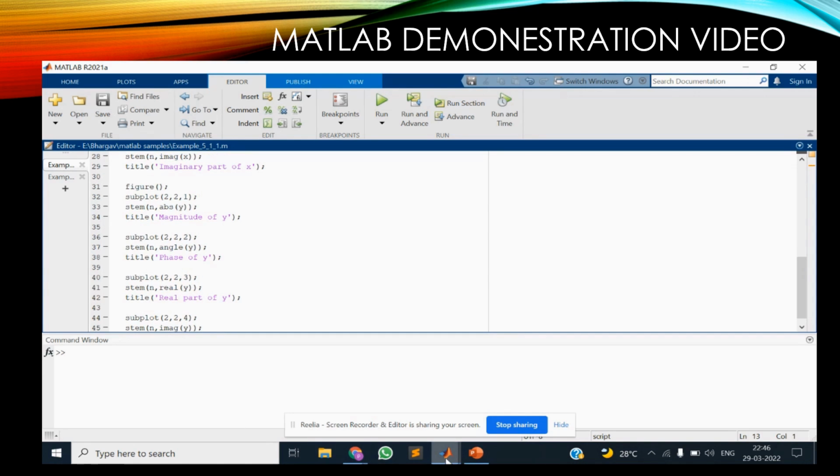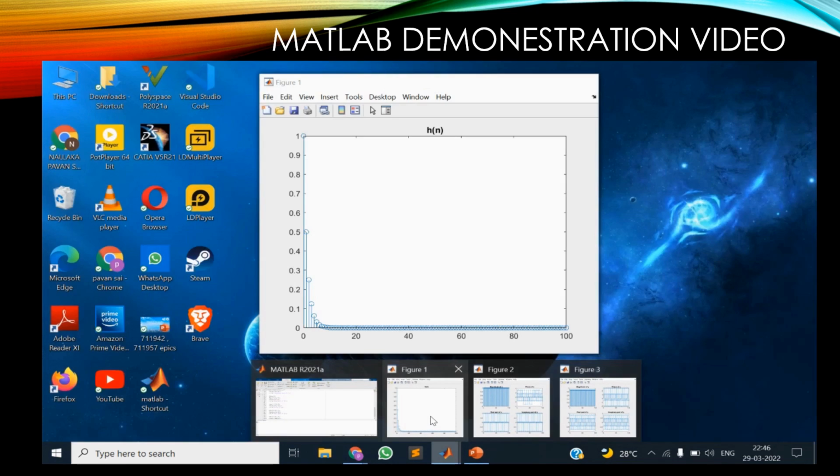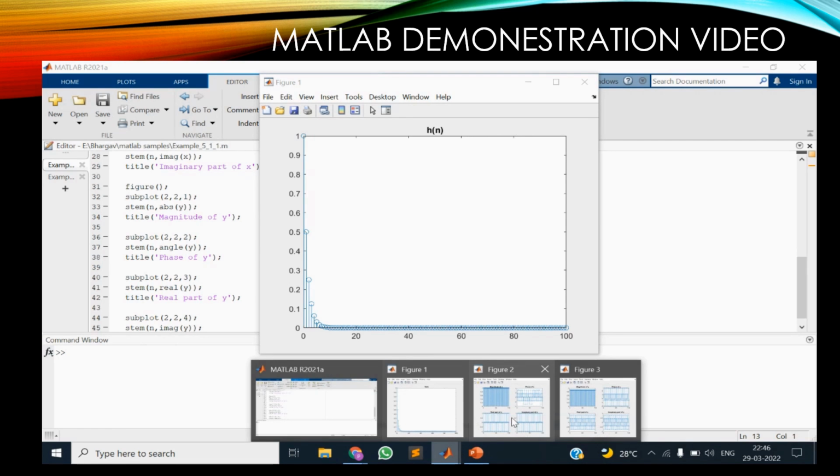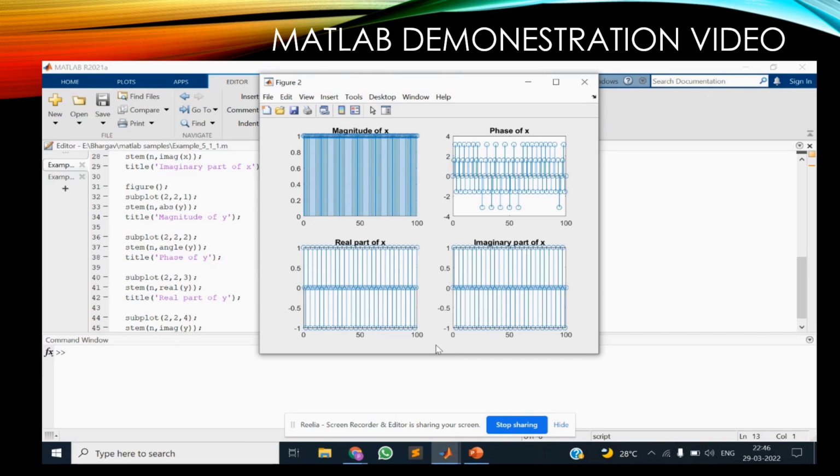Now we can see the output of the program. h of n shows the range of n from 0 to 100, and this shows the h of n plot. Now for x of n, the input function, we choose the magnitude of x, phase of x, real part of x and imaginary part of x, where n is from 0 to 100. This is the magnitude, this is the phase, this is the real part, this is the imaginary part.